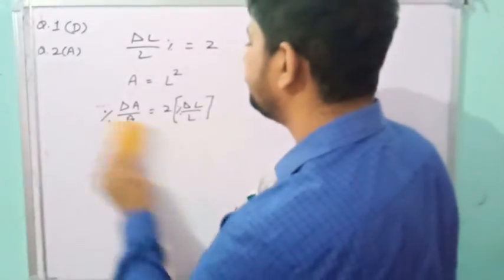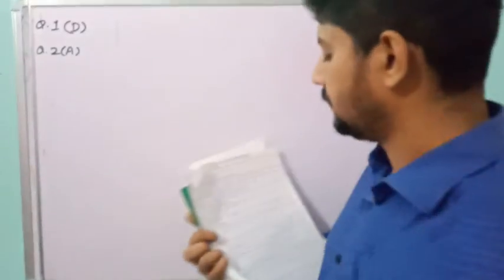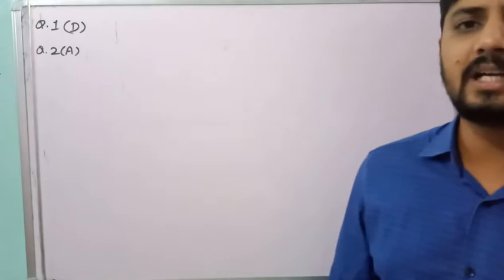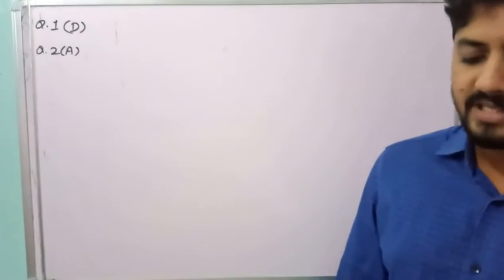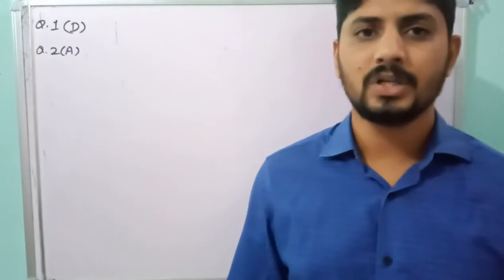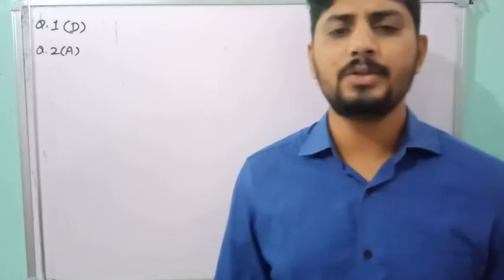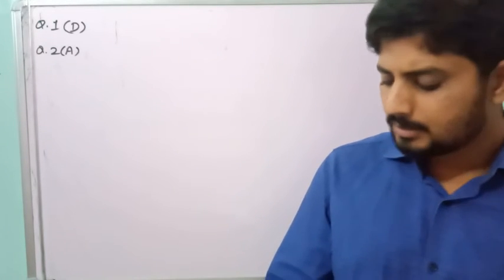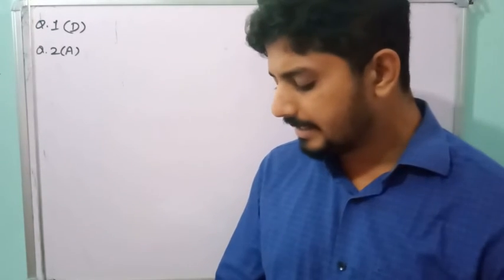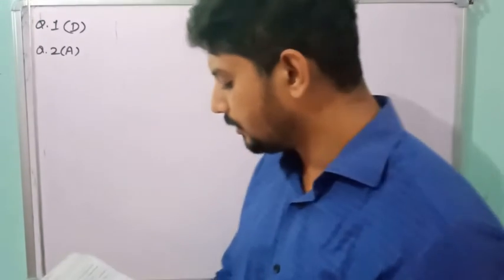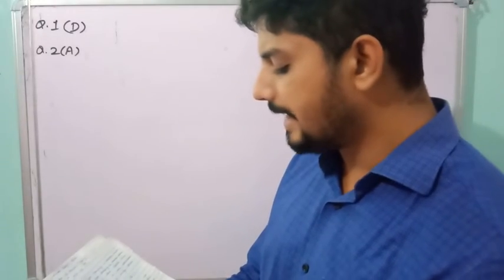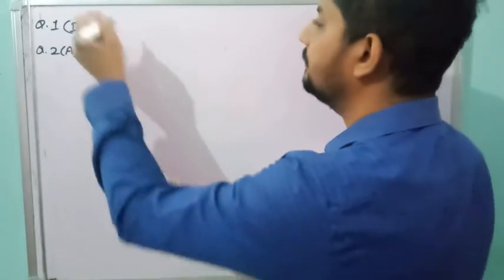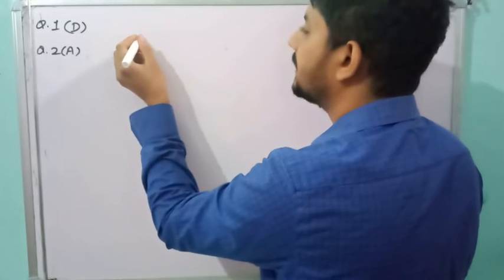Question number 3. Here, in question number 3, most of the students commit the mistake. I don't know the reason behind it. Maybe some students don't know the formula of pressure. In your previous classes you have already learned that pressure is equal to force by area. First of all, what is given to you? A force F is applied on the scale plate of side L. Some scale plate is there, whose side is given as L.